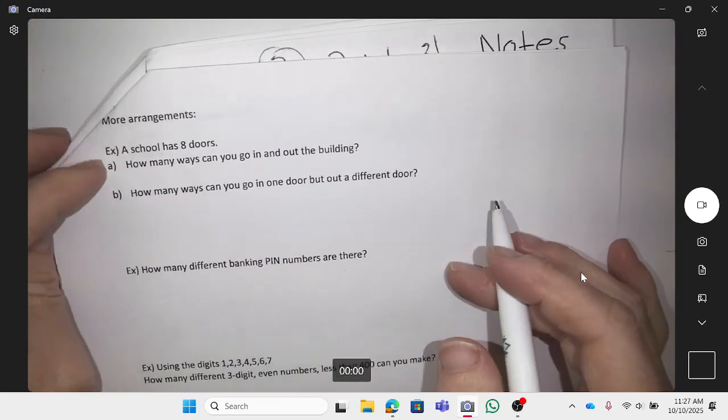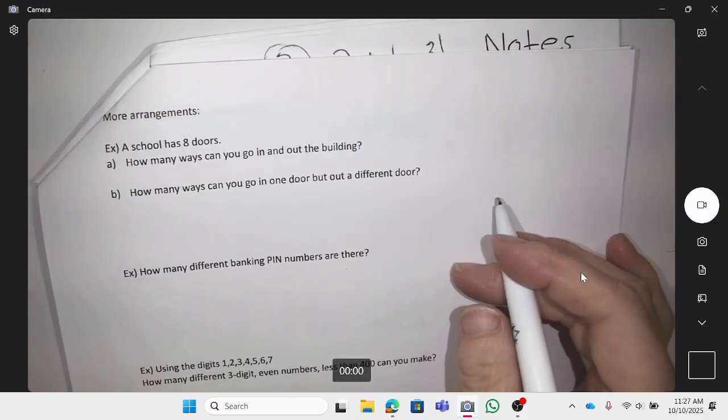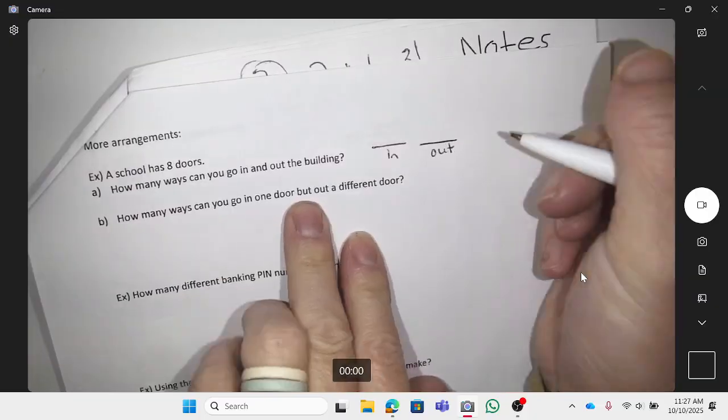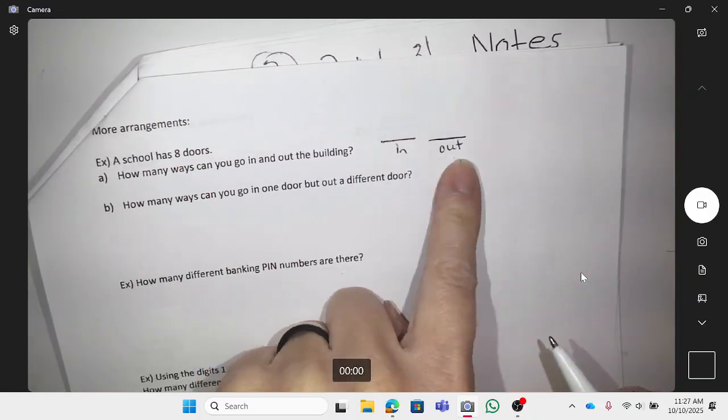Okay, a school has 8 doors. How many ways could you go in the building and out of the building? So here's what we're doing. We're going to go in the building and then we're going to go out of the building.